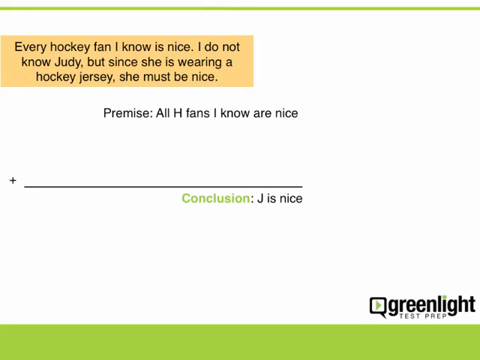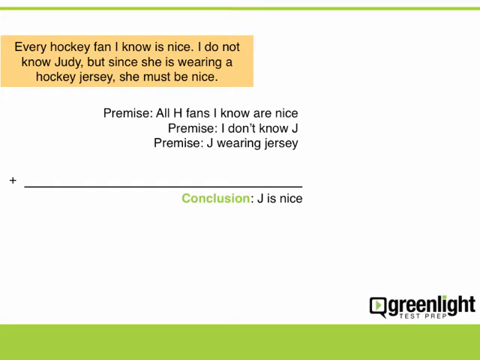Another premise used in the argument is here. I do not know Judy. We might summarize this premise like this. The last premise in the argument is here, which basically tells us that Judy's wearing a hockey jersey, which we might summarize like this. Now that we've summarized the given argument, we should never have to return to the original argument since all of the necessary information is contained within the summary.